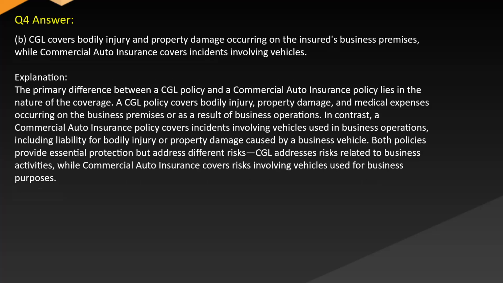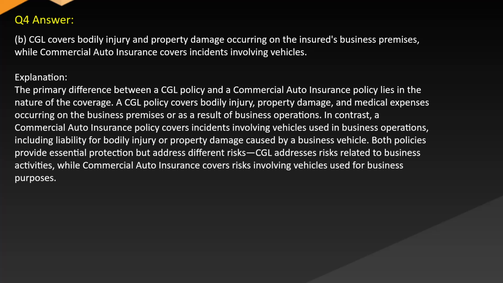Answer: B. CGL covers bodily injury and property damage occurring on the insured's business premises, while commercial auto insurance covers incidents involving vehicles. Explanation: the primary difference between a CGL policy and a commercial auto insurance policy lies in the nature of the coverage. A CGL policy covers bodily injury, property damage, and medical expenses occurring on the business premises or as a result of business operations.